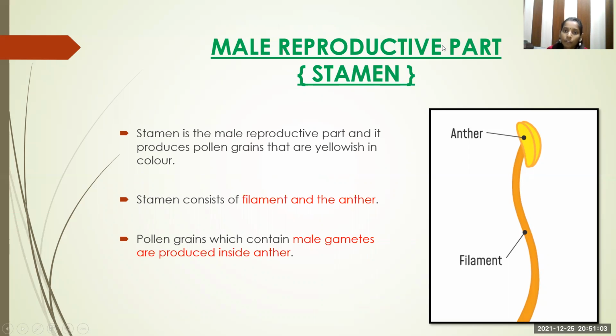Now let's learn about the reproductive parts one by one. First, male reproductive part. Stamen is the male reproductive part and it produces pollen grains that are yellowish in color. Now see the structure of a stamen. Stamen is further divided into two parts, anther and filament. This theca-like structure is the anther, and the stalk-like structure is the filament. Now what you need to learn is that the pollen grains which contain the male gamete are produced inside this theca-like structure, that is anther.